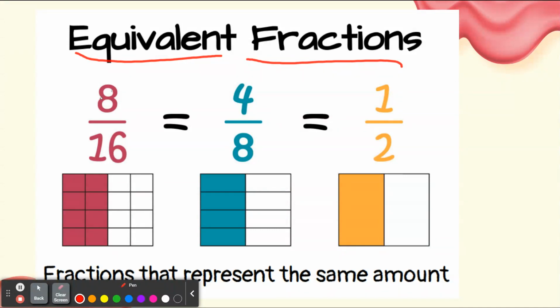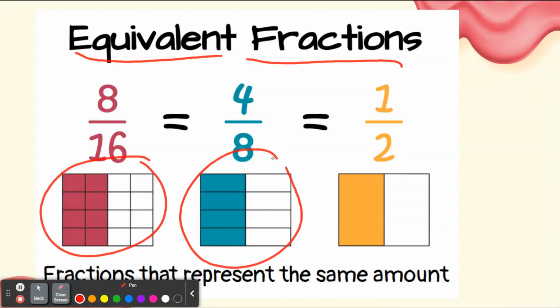So over here we have 8/16, which is equal to 4/8, which is equal to 1/2. All of these fractions represent the same amount. Although the fraction is different and the pieces are different, the amount of space they take up is the same.